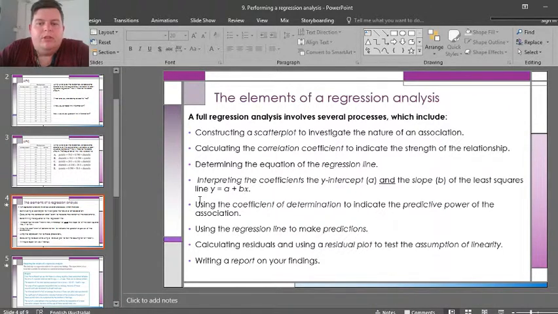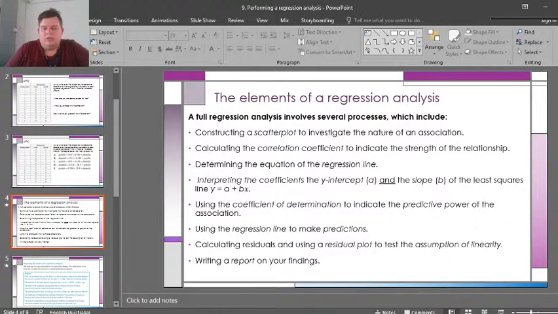So today we're going to be looking at regression analysis, in particular what to do on your CAS. I might split this video into two halves. We'll see how we go for time because I'm a bit conscious of how long these videos go. But basically in a regression analysis, you're going to follow the steps there that are on your screen now. So you do a scatter plot, correlation coefficient, regression line, interpreting the slopes, coefficient of determination, interpolation, extrapolation, a residual plot, and then a report.